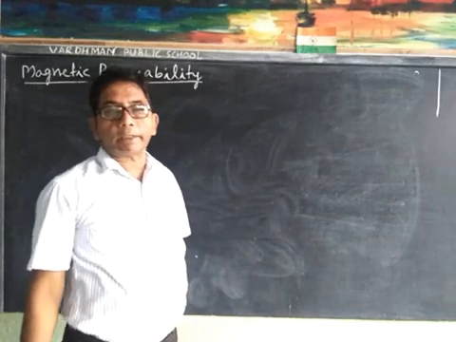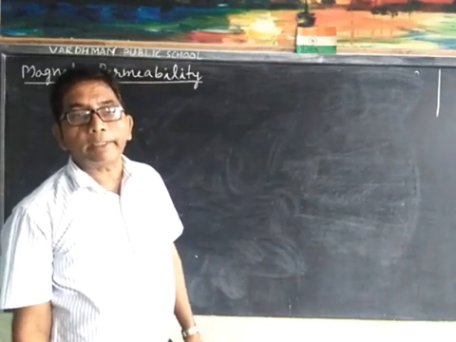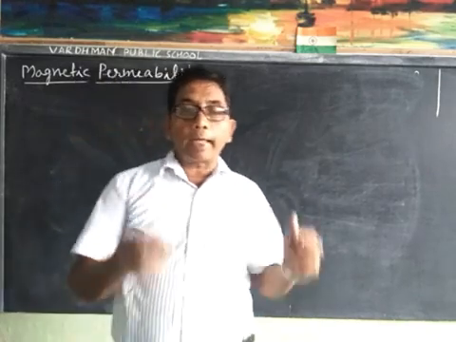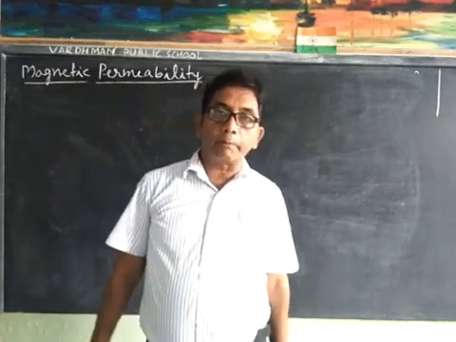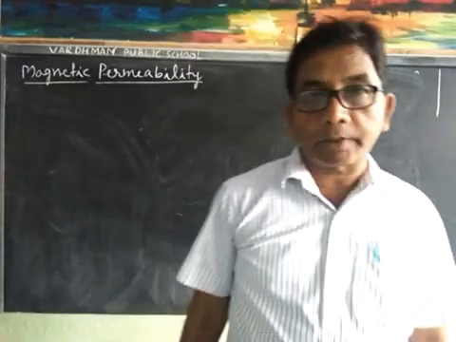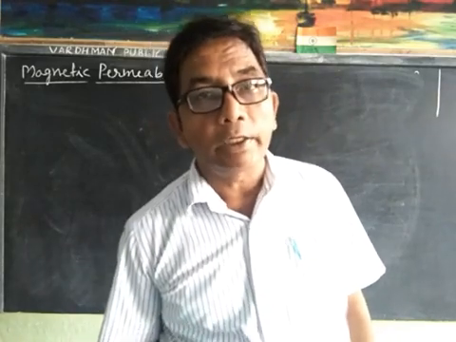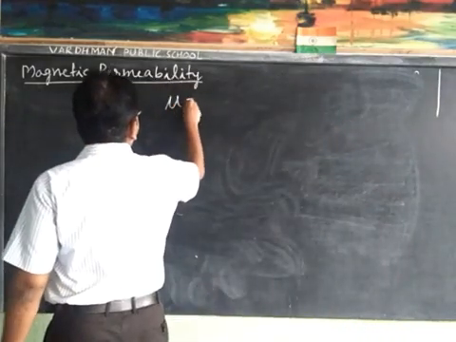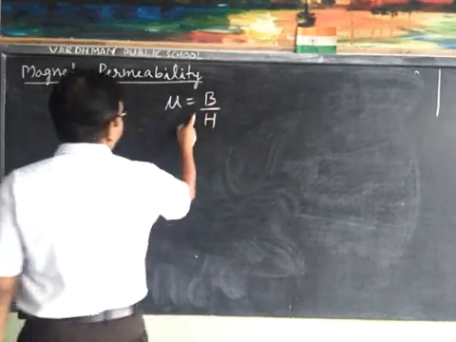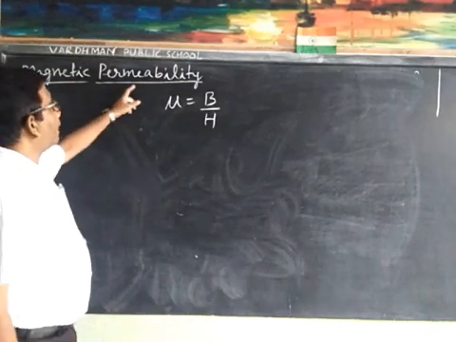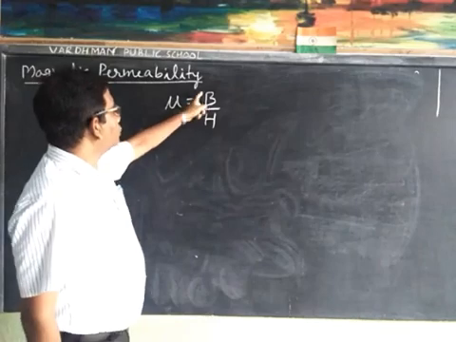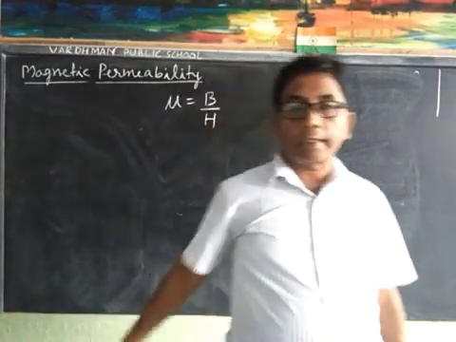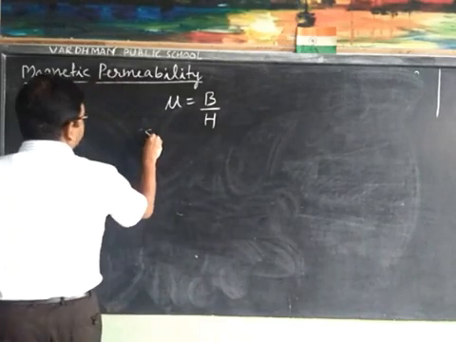Magnetic permeability of a magnetic substance is defined as the ratio of magnetic induction to the magnetizing field intensity.